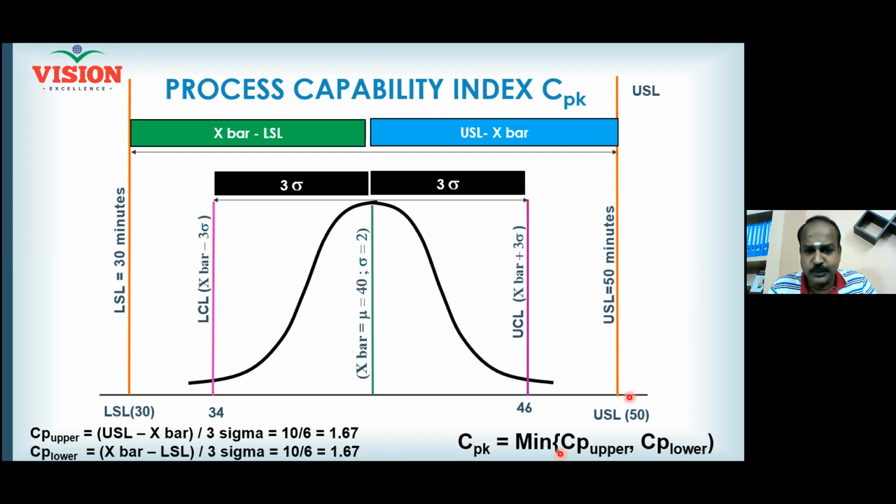So that is why we put minimum here, minimum of CP upper and CP lower. When my process moves to the right, my CP upper will reduce. When my process tends to move towards the left, my CP lower will reduce. So I want to understand the capability at the weaker side. So minimum is used here, and that's the meaning of putting minimum here.